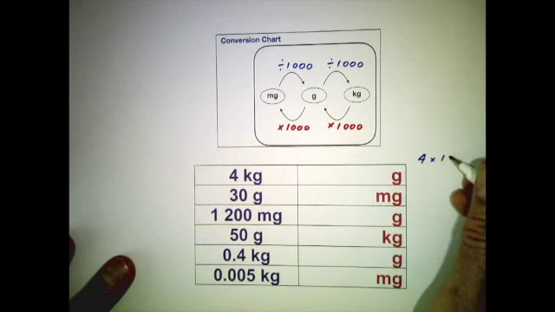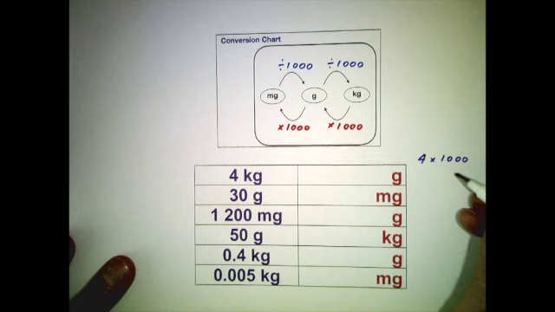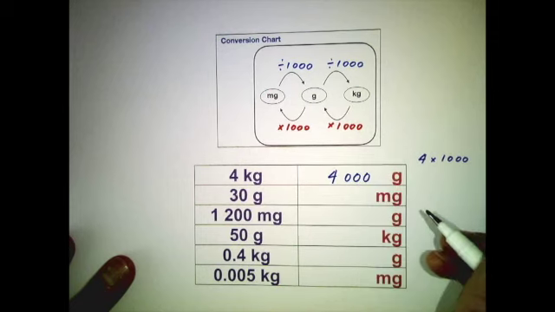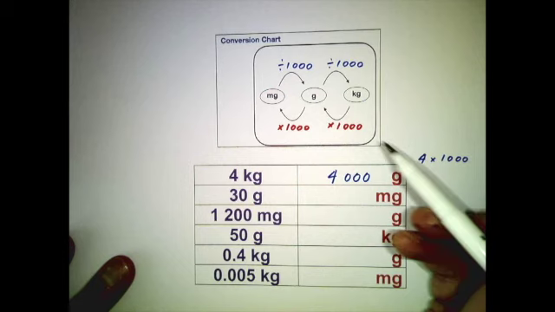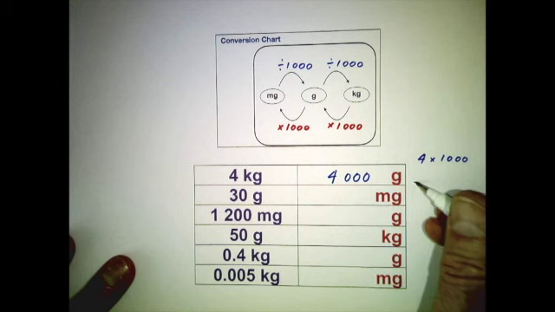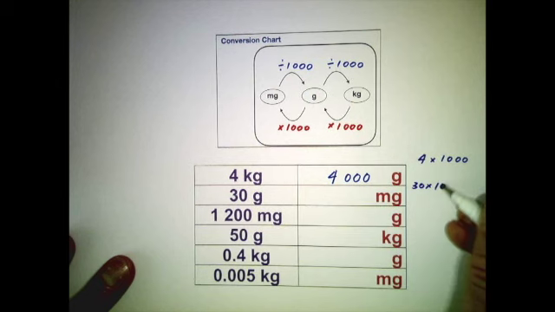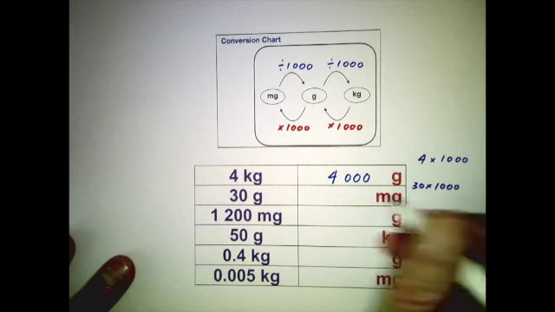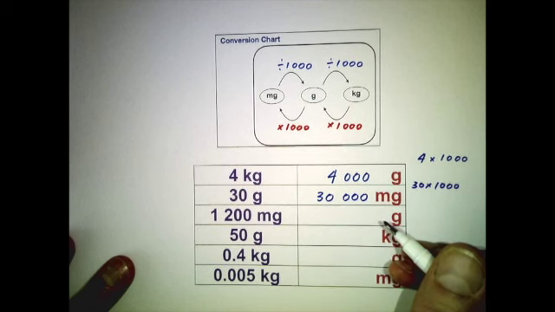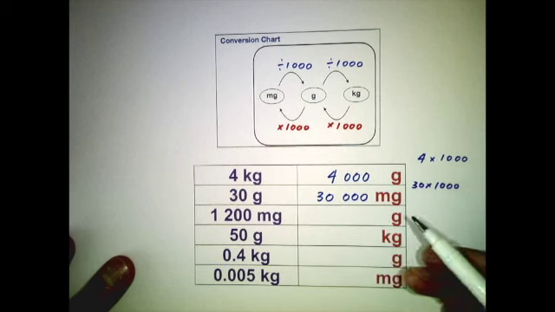So 4 multiplying by 1,000 means it's just a case of placing 3 extra zeros at the end, because 4 times 1 is 4. So we get 4,000 grams. Grams to milligrams is also multiplying by 1,000. So 30 multiplied by 1,000, we know that 3 times 1 is 3, and there are 4 zeros that we need to place. We get an answer of 30,000 milligrams.